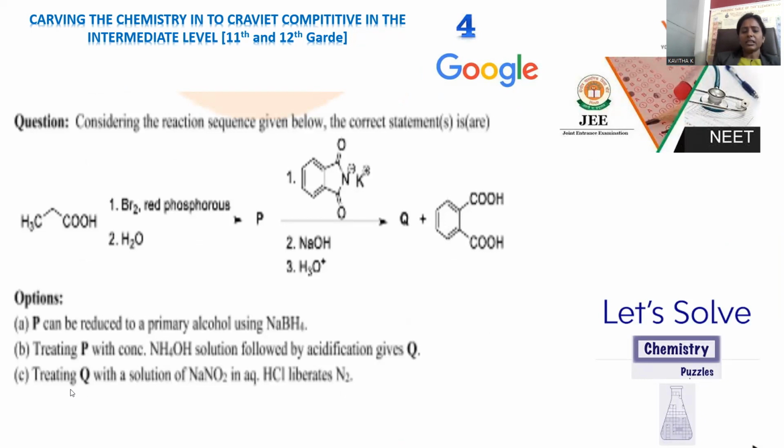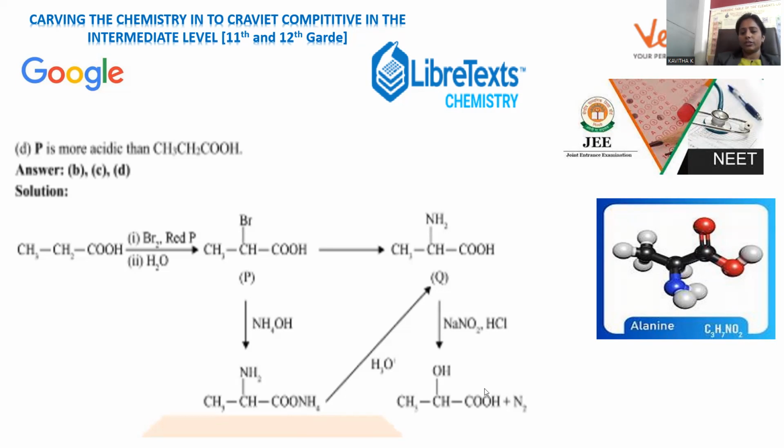Option C: treating Q with a solution of sodium nitrite and aqueous HCl liberates nitrogen. In this reaction, NaNO2 and HCl generate nitrous acid, which is used to replace NH2 with OH. So NH2 can be replaced with OH in the presence of the reagents sodium nitrite and hydrochloric acid. We will get alpha-hydroxypropionic acid, liberating nitrogen gas.